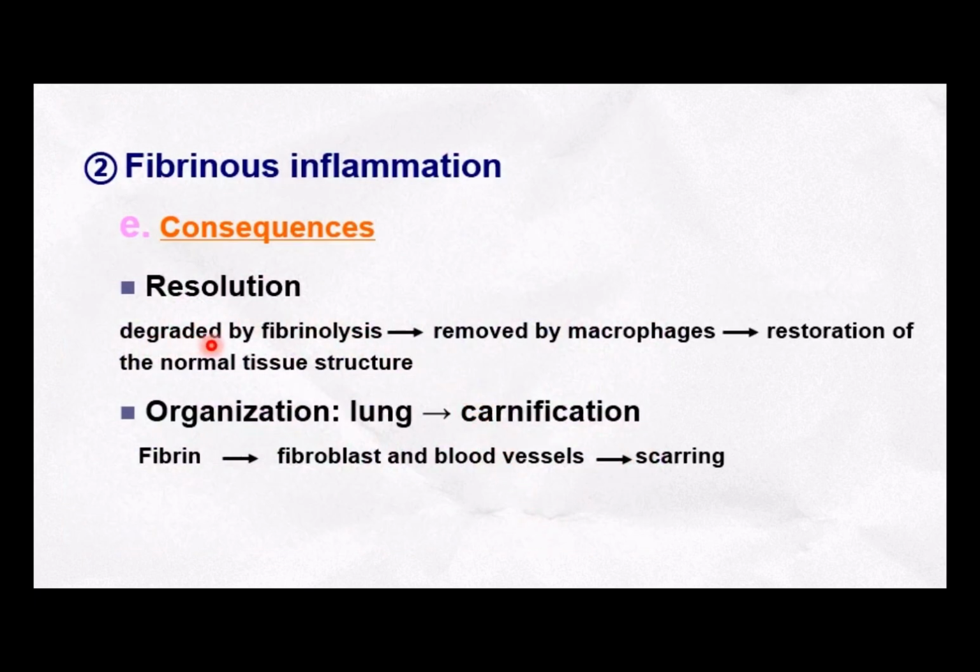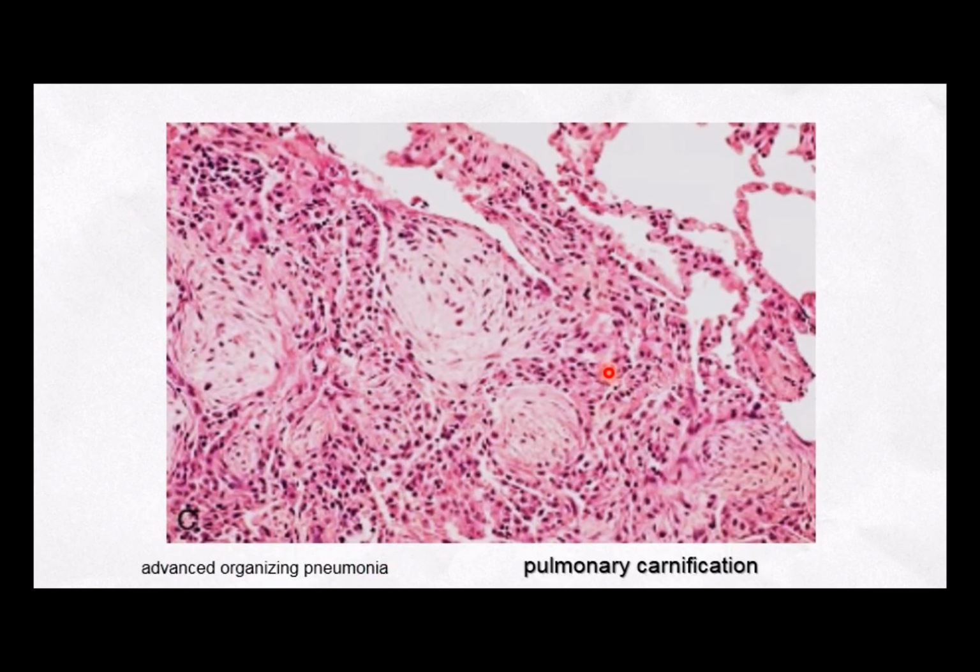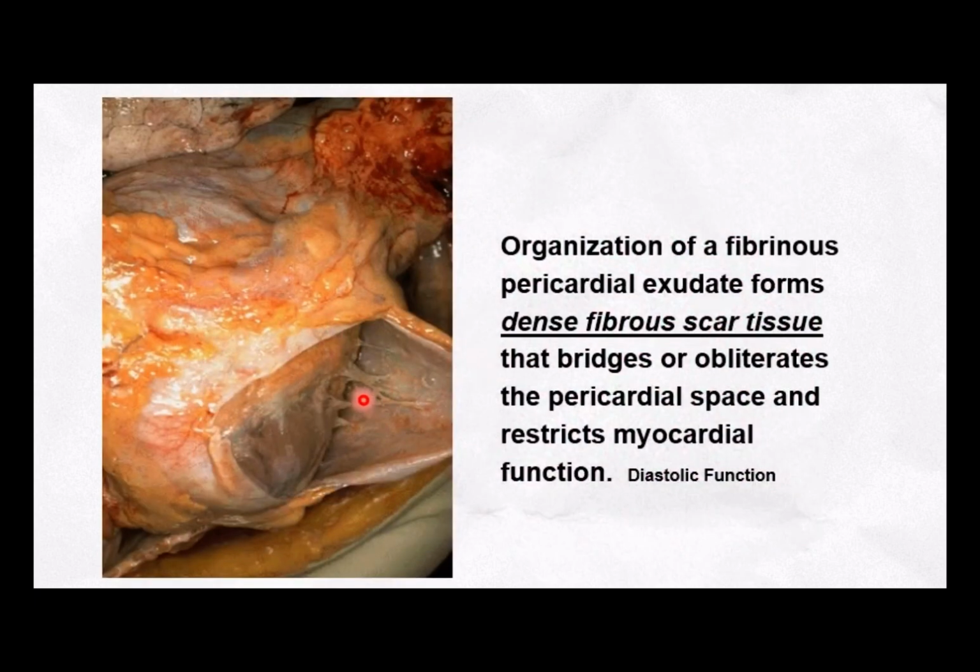Fibrin exudates may be degraded by fibrinolysis, and the accumulated debris may be removed by macrophages, resulting in restoration of the normal tissue structure. However, intensive fibrin-rich exudates may not be completely removed and are replaced by an ingrowth of fibroblasts and blood vessels. That's called organization, leading ultimately to scarring that may have significant clinical consequences. This picture shows advanced organizing pneumonia, featuring transformation of exudates to fibromyxoid masses, richly infiltrated by macrophages and fibroblasts.